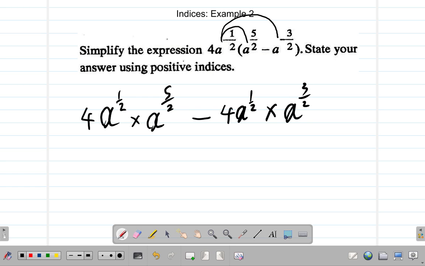Alright? Now remember, the reason why I say it's 3 halves, because 3 over 2 is the same as 3 times half. So there are 3 halves here.